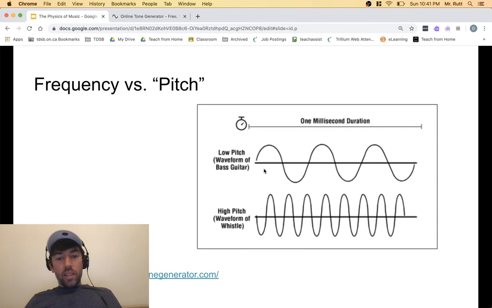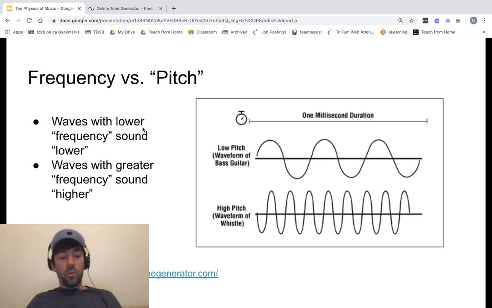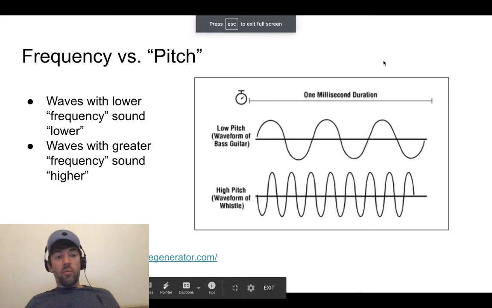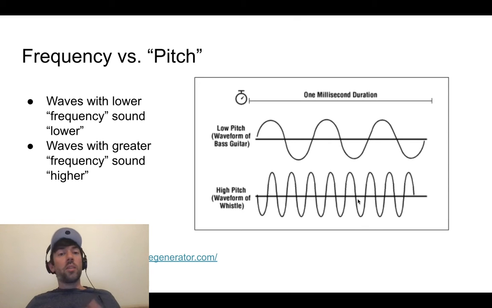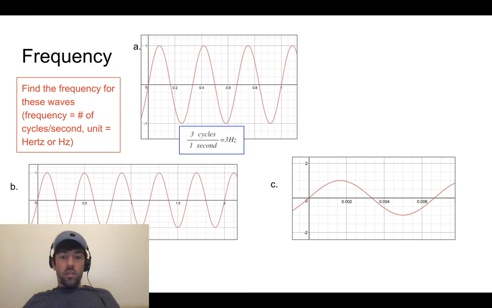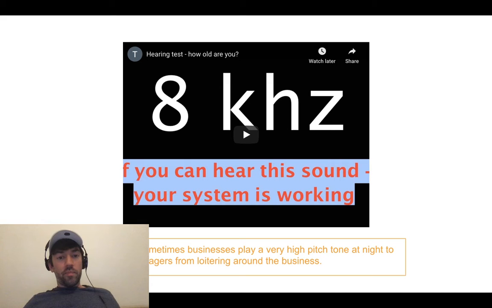Okay, let's go to something else here. So basically waves with lower frequency sound lower when we talk about music, and waves with a higher frequency like this one down here sound higher. So you can think about different instruments, like a violin plays in the high frequency range and a double bass plays in the low frequency range.